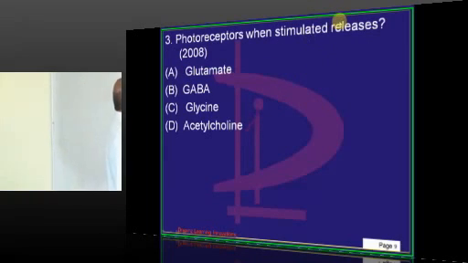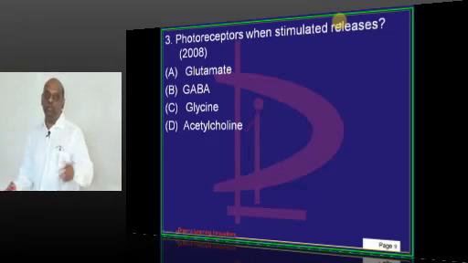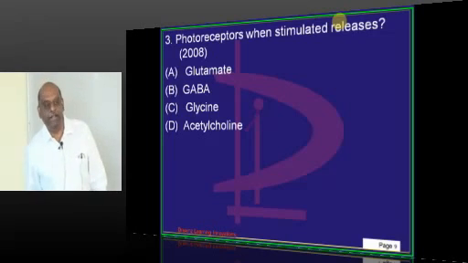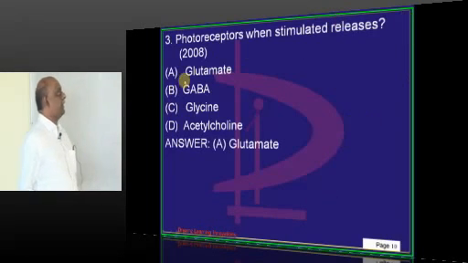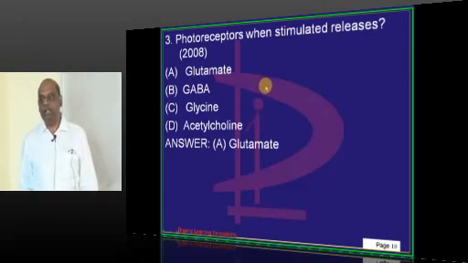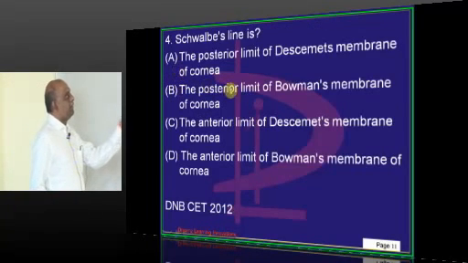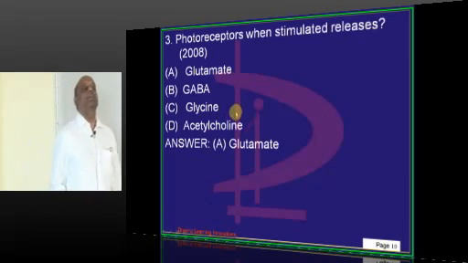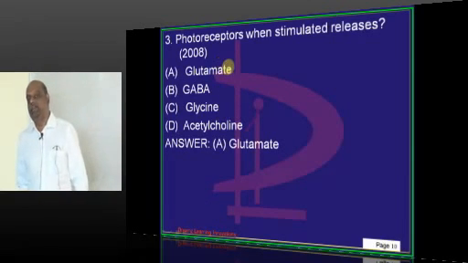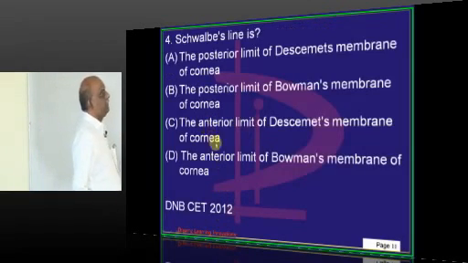Then, doctor, whenever a photoreceptor is stimulated, what will it release is a very important question. Photoreceptors are rods and cones. So it is glutamate which is the important neurotransmitter being released by the rods and cones.